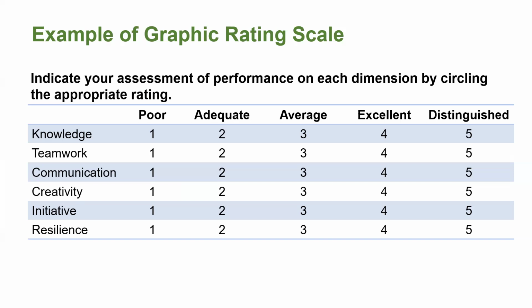For example, for knowledge, I would think about a specific employee and then I would determine whether their knowledge is distinguished, excellent, average, adequate, or poor. And then I would circle or highlight the appropriate value. And then I would do the same thing for teamwork and communication and creativity and initiative and resilience. And I would just continue to work my way down the list. And then I would repeat this process for employee 2 and for employee 3 and so on.